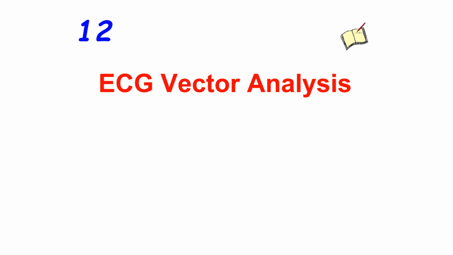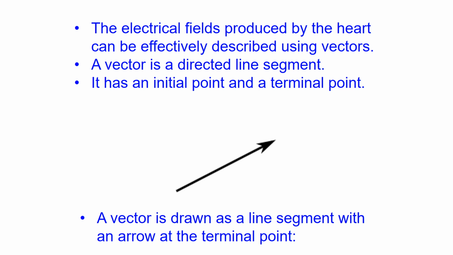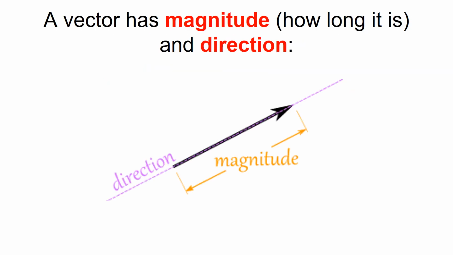ECG vector analysis. What is a vector? The electrical fields produced by the heart can be effectively described using vectors. A vector is a directed line segment. It has an initial point and a terminal point. A vector is drawn as a line segment with an arrow at the terminal point. A vector has magnitude, how long it is, and direction.